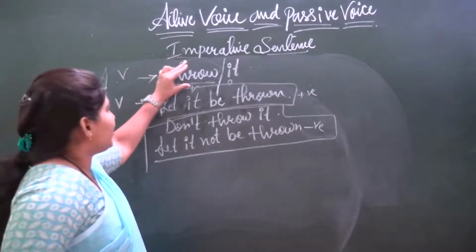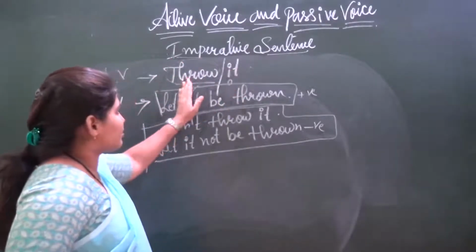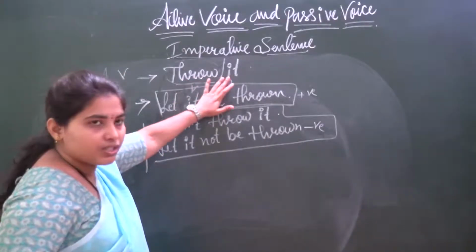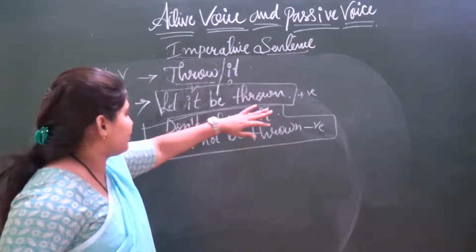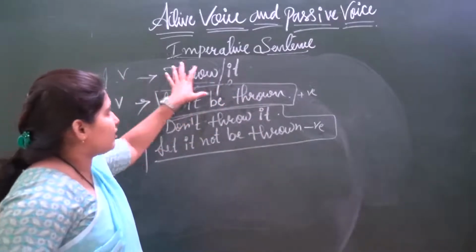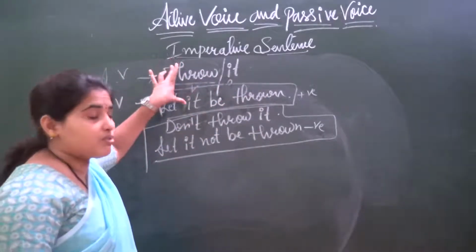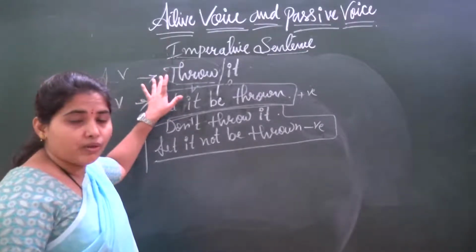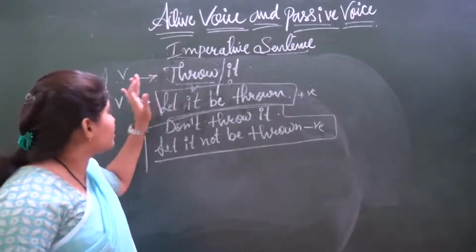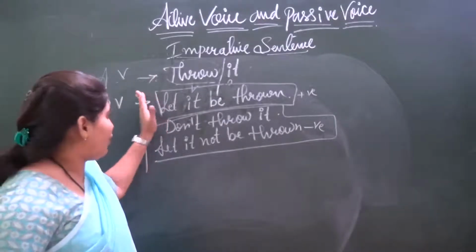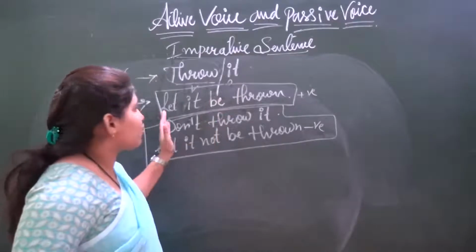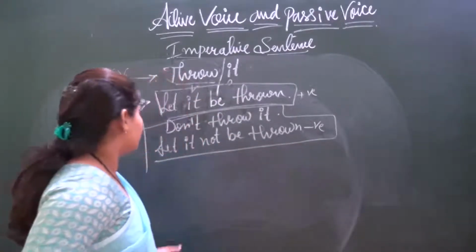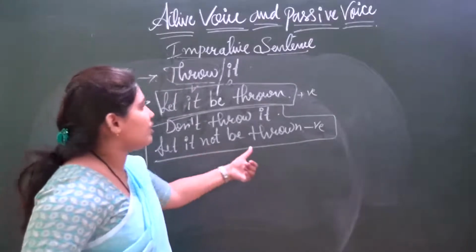This is the verb and this is the object. The object will change into the subject, and the verb will change into the V3 form, that is the third form of the verb. Let it be thrown. If there is no subject in the active voice, you should use let in the passive voice. Let it be thrown. Don't throw it. Let it not be thrown.